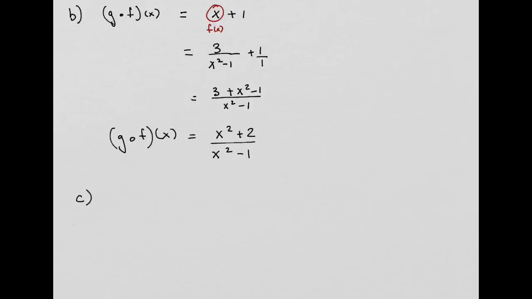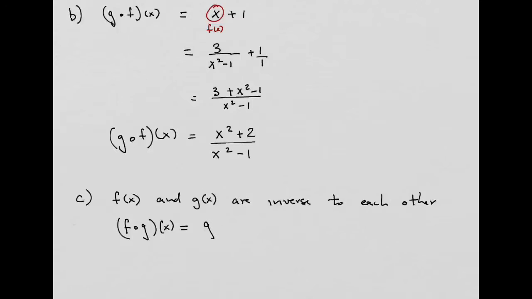And then part C asks if f of x and g of x are inverse to each other. And we know the only way that f of x and g of x are inverse to each other is if f composite g of x is equal to g composite f of x, and that must be equal to x. But this is not true for our example. So they are not inverse of each other.